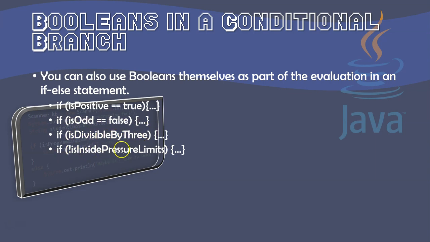And here we have is inside pressure limits, and notice there's a not. So that's going to invert that value. Whatever is inside pressure limits is set to before this if statement is going to, again, flip it. So if it was true, it will now be false. If it was false, it will now be true.